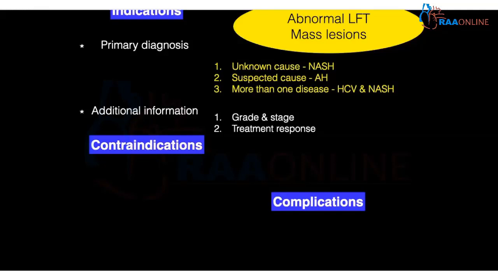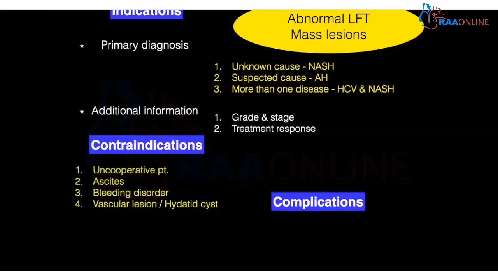And then additional information, they may already have the history of HCV or non-alcoholic steatohepatitis. They want to know how much the patient responded to treatment. That's why they may be doing the biopsies. These two things you have to know: is it for primary diagnosis or is it for additional information?